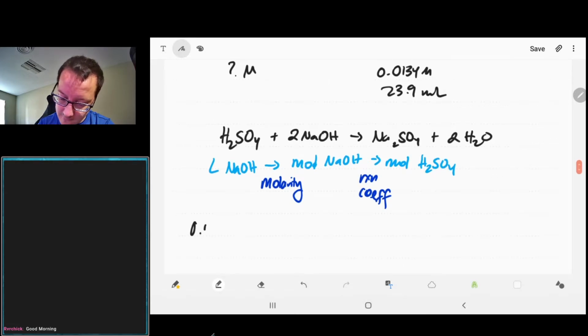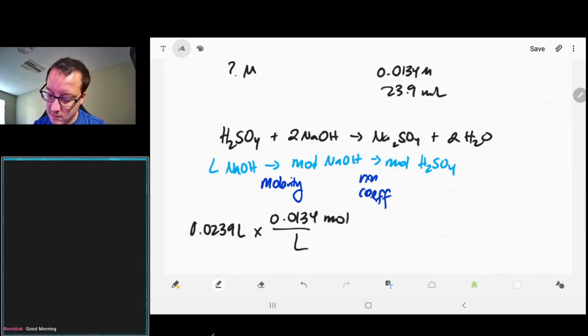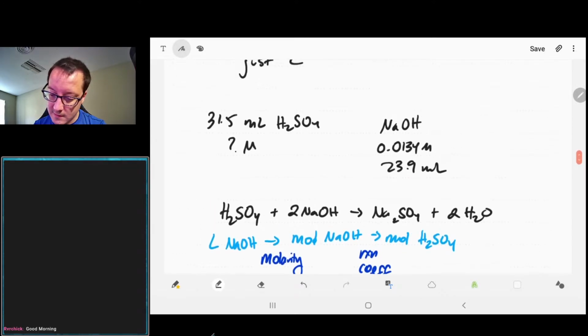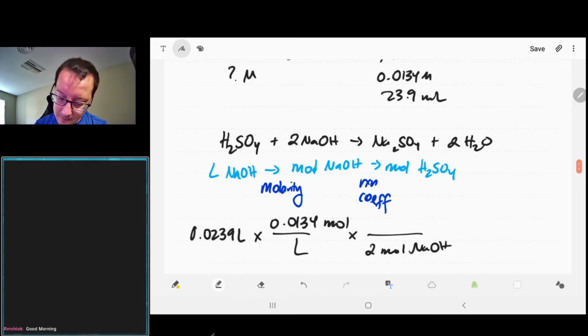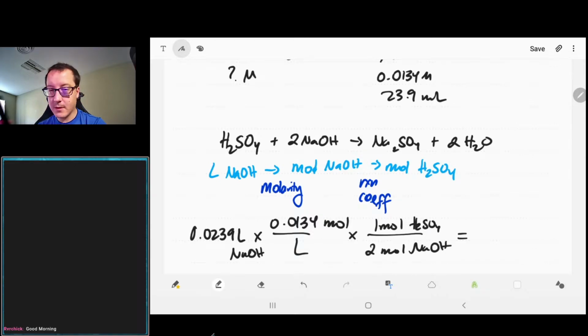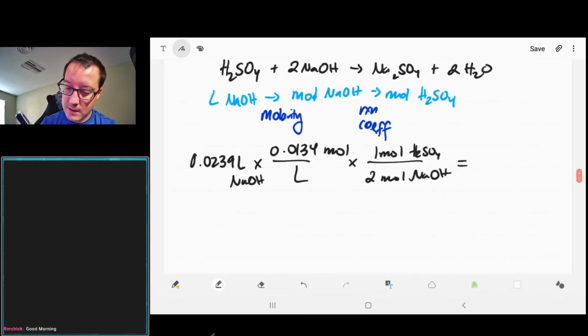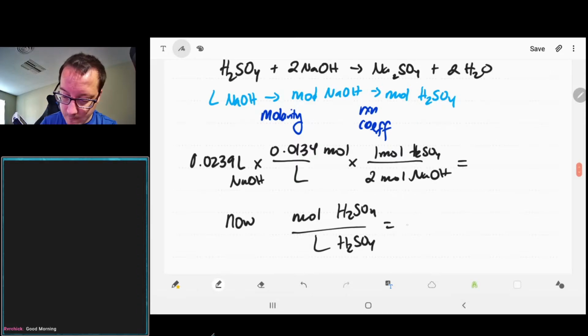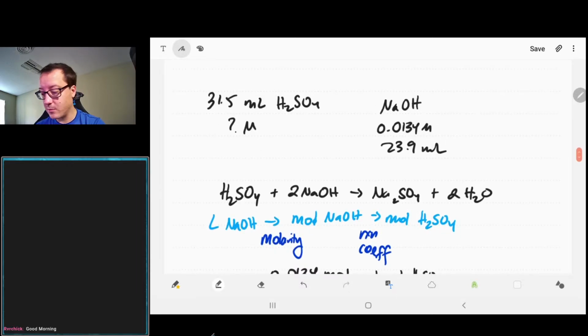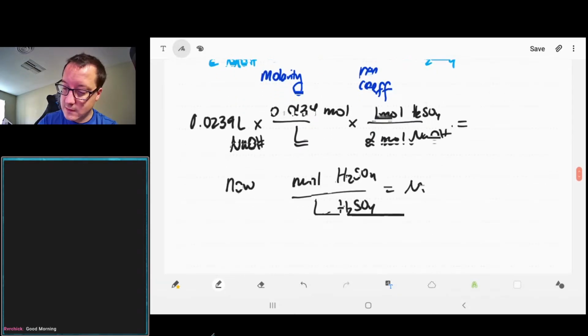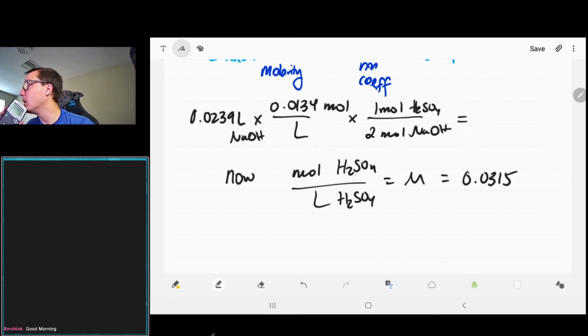So let's do it. We have 0.0134 moles per liter. It's given to us in the problem. This is NaOH, so we have 2 moles of NaOH on the bottom. 1 mole of sulfuric acid on the top. Bust out your calculator. 0.0239 times 0.0134 divided by 2. Get some real small number. And now we want to divide that number by our liters. It looks like we had 31.5 milliliters, so 0.0315 liters gives us 0.0315 as our answer there.